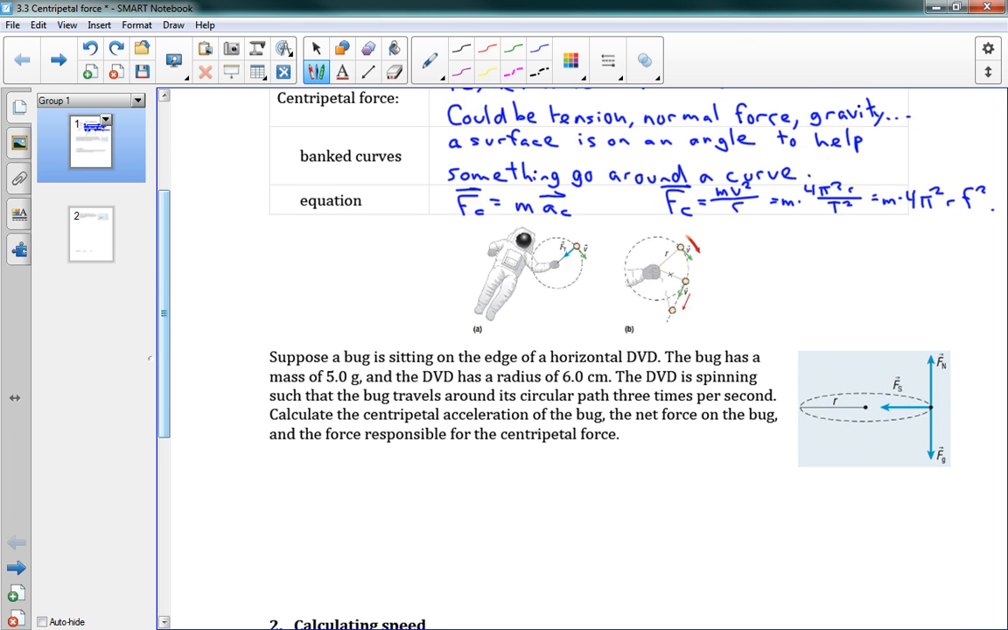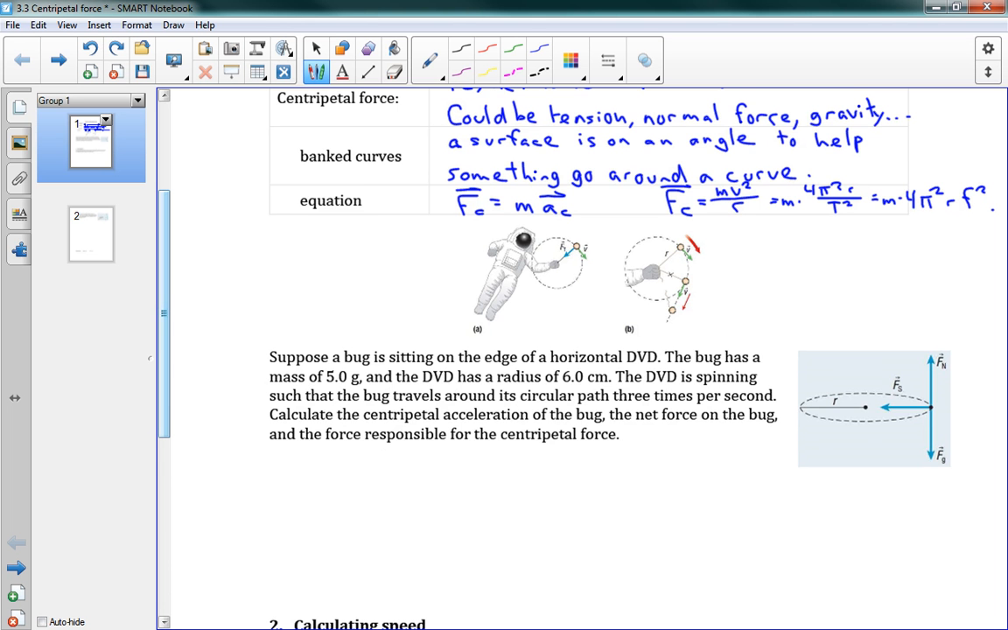Down here we have a picture of an astronaut. He's just whirling a yo-yo around in a circle. And you can see that this astronaut isn't experiencing any gravity or anything, so the net force on this is just the tension. And you can see that that tension is causing our yo-yo to accelerate around in the circle.